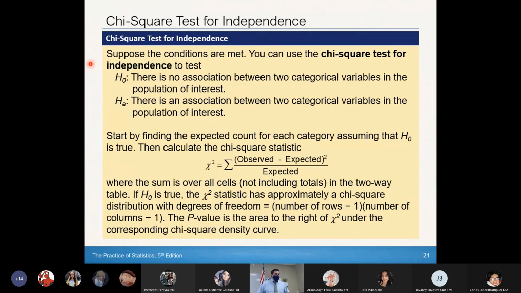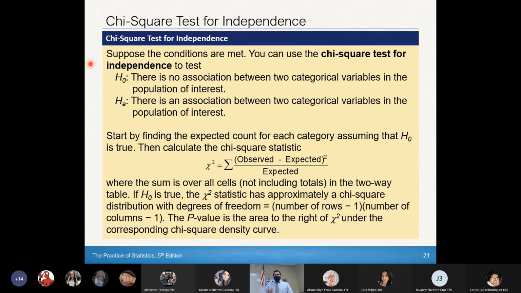Then calculate the chi-square statistic, the same way as we have previously: the sum of the observed minus expected, squared, divided by expected, where the sum is over all cells, not including totals, in the two-way table. If the null hypothesis is true, the chi-square statistic has approximately a chi-square distribution with degrees of freedom equaling number of rows minus 1 times number of columns minus 1. So the degrees of freedom is found the same way regardless of what type of two-way table or type of analysis you're doing with your chi-square test. The p-value is the area to the right of chi-squared under the corresponding chi-square density curve.